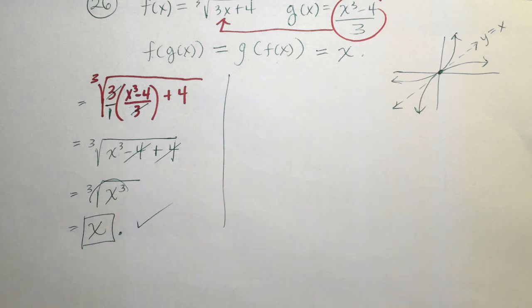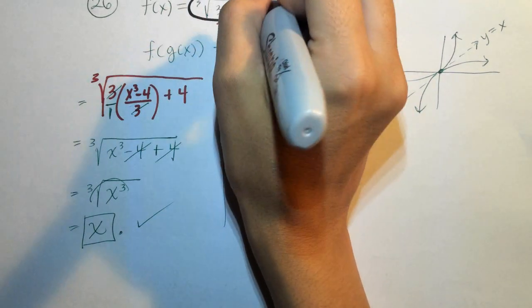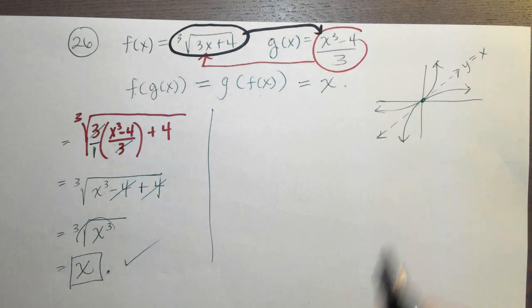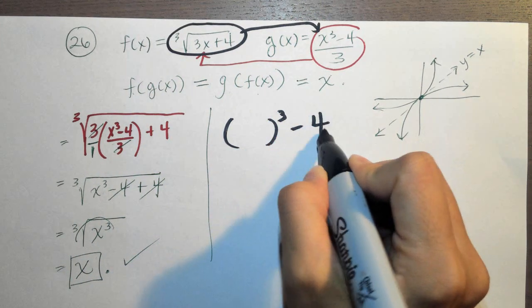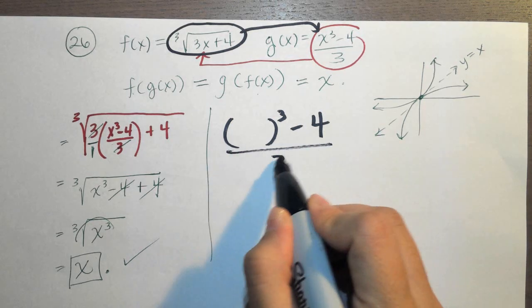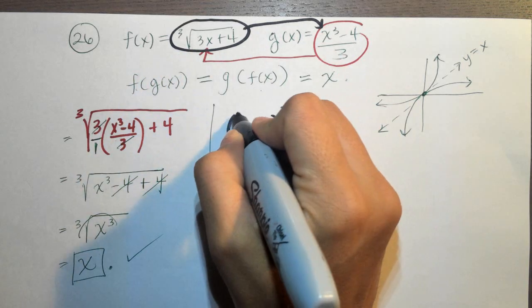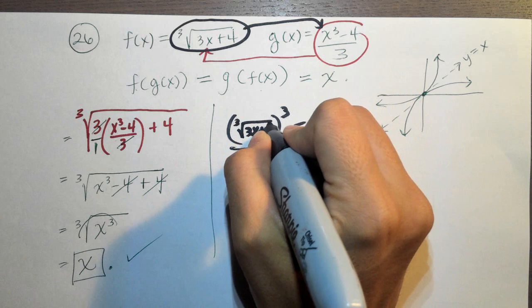So I'm going to go ahead and use a different marker. I'll just use black. I want to now plug this guy right in here for x. So it's going to look like this. We have x cubed minus 4 divided by 3. And for the x here, I'm going to plug in this guy here. So I have the cube root of 3x plus 4.